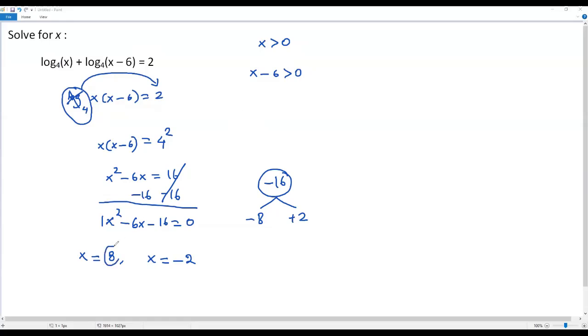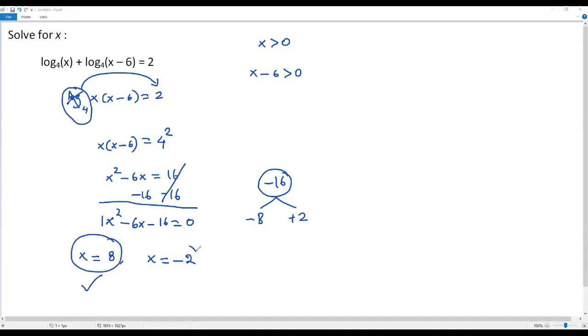So now if I take 8 as the value of x and plug it in, the argument of the first logarithm is positive. If I plug in 8 over here, I'm getting 8 minus 6, and 8 minus 6 is 2. So when I take x equal to 8, the argument of the second logarithm is also positive. So the first value, x equals 8, works with both the logarithms in the given equation. So we can accept the first one as a solution.